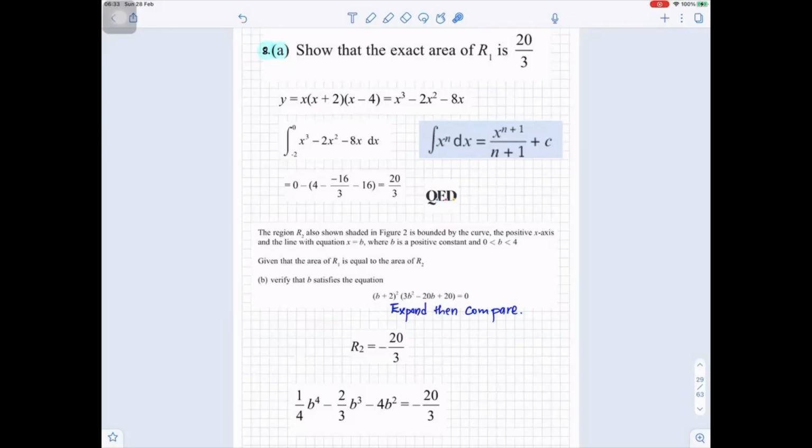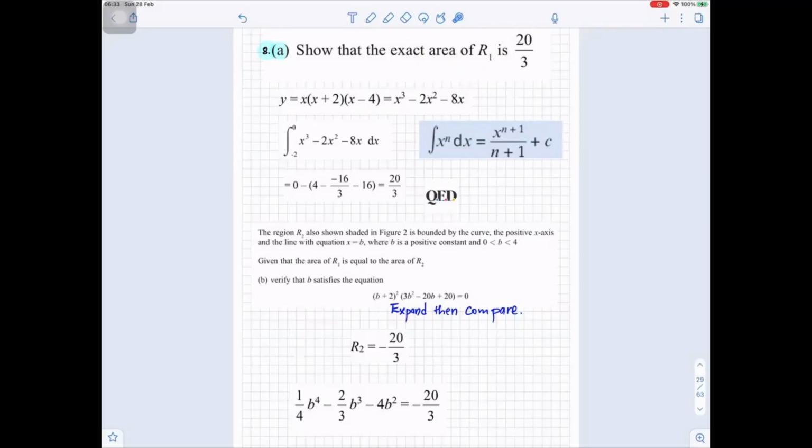So when you multiply it out, you will get x cubed minus 2x squared minus 8x. So you do the first two: x times x is x squared, x times 2 is 2x, and then you multiply with x minus 4. Or you can do this 2 first, and then multiply with x, because multiplication is distributive, you can choose any 2 and do first, and you get this x cubed minus 2x squared minus 8x.